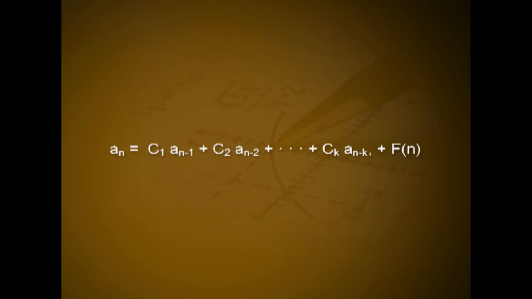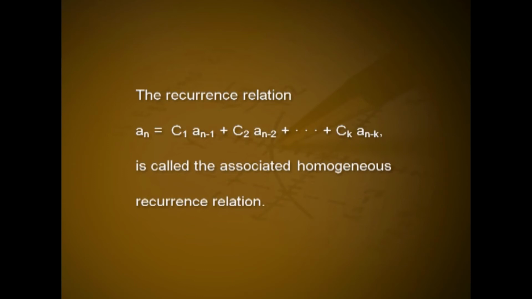A linear non-homogeneous recurrence relation with constant coefficients is a recurrence relation of the form a_n = c_1 a_{n-1} + c_2 a_{n-2} + ... + c_k a_{n-k} + F(n), where c_1, c_2, ..., c_k are real numbers and F(n) is a function not identically 0 depending only on n. The recurrence relation a_n = c_1 a_{n-1} + c_2 a_{n-2} + ... + c_k a_{n-k} is called the associated homogeneous recurrence relation. It plays an important role in the solution of the non-homogeneous recurrence relation.